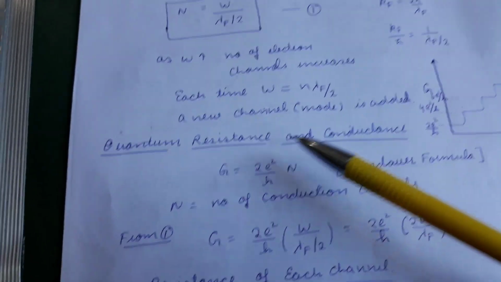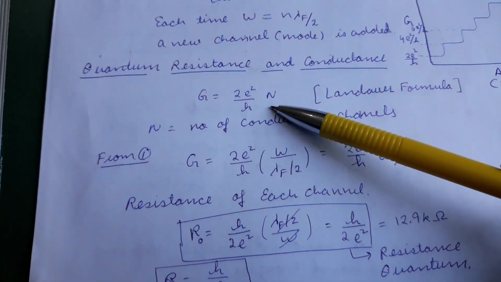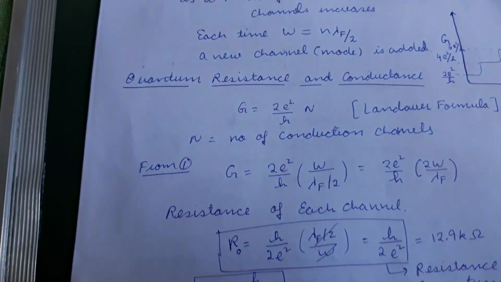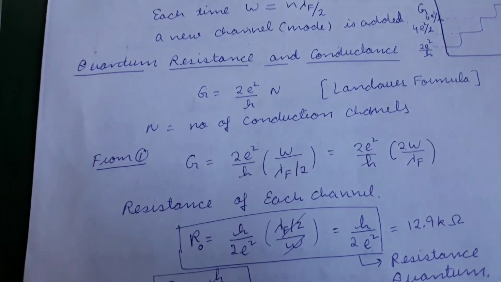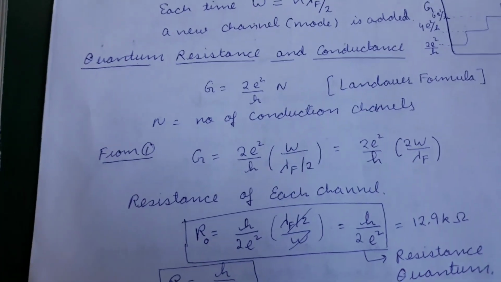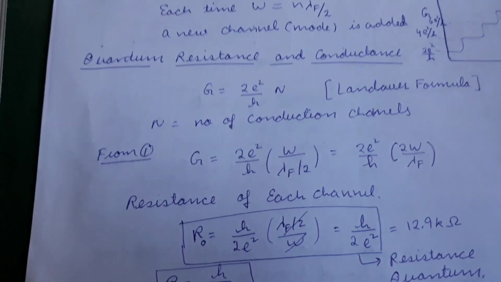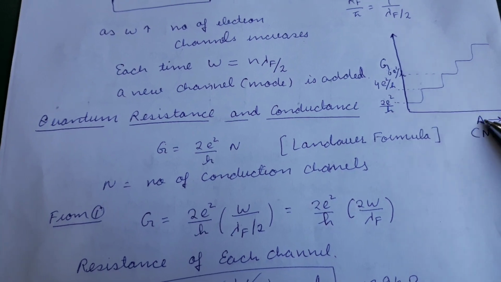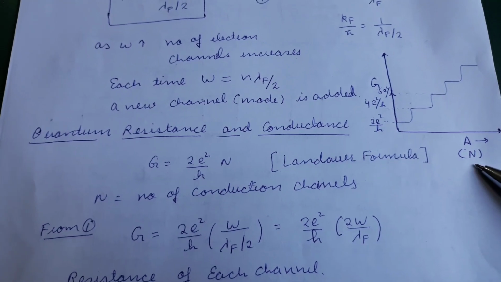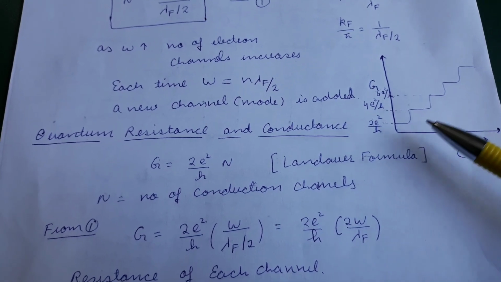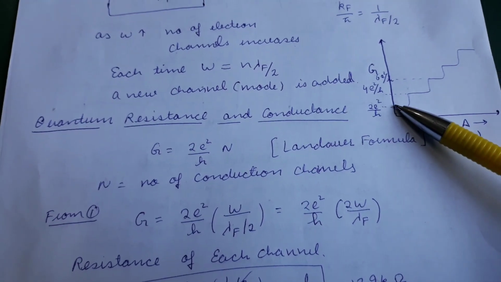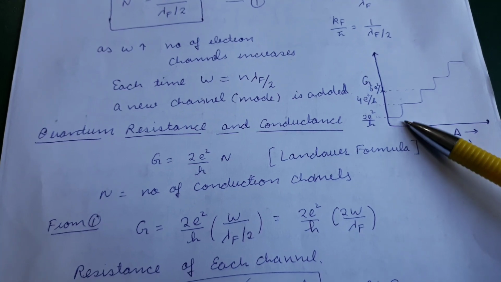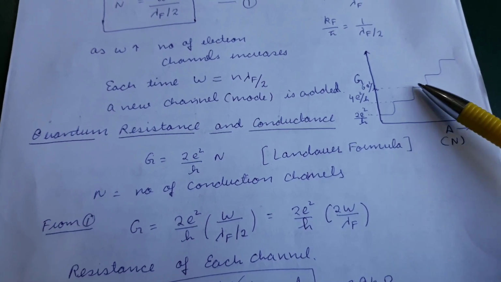That number is called the conductance quantum. Similarly, the lowest resistance possible will be the resistance quantum. So at the nanoscale, everything is almost quantized. The resistance is quantized, conductance is quantized, energy is quantized. When we plot the conductance, it will look something like this. For every increase in area, which means the number of channels, the more the channels, the more the cross-sectional area, and the more the conductance. Initially the conductance is 2e square upon h, and as you increase the area in multiples of lambda f upon 2, you get more conductance in steps.